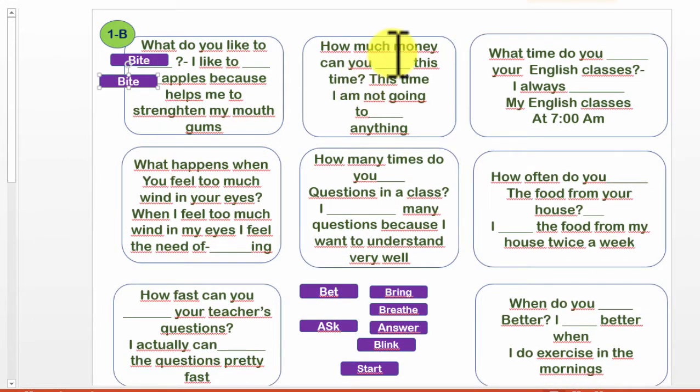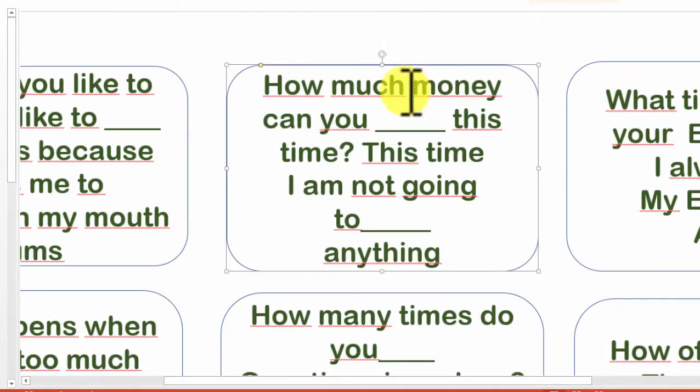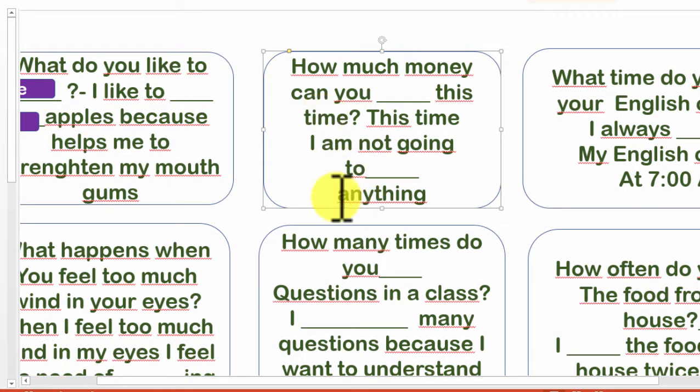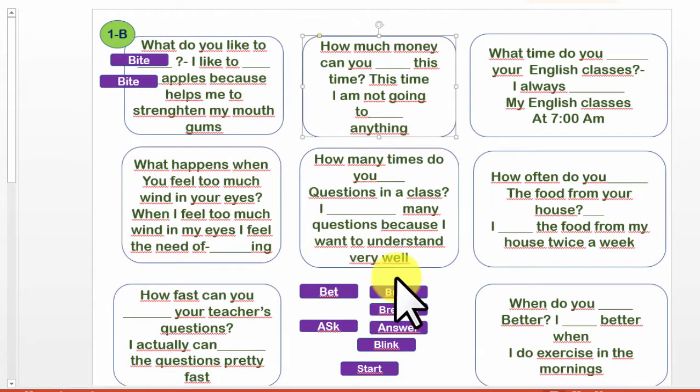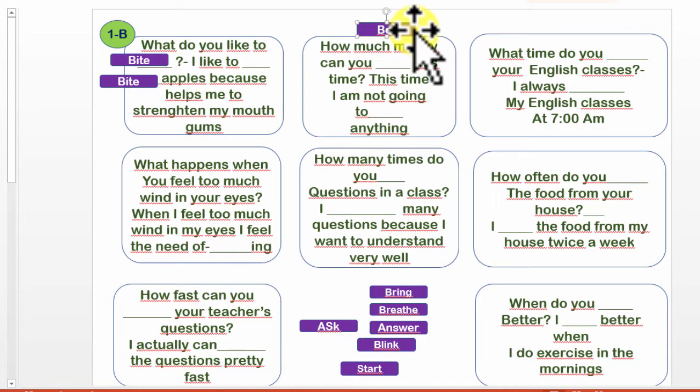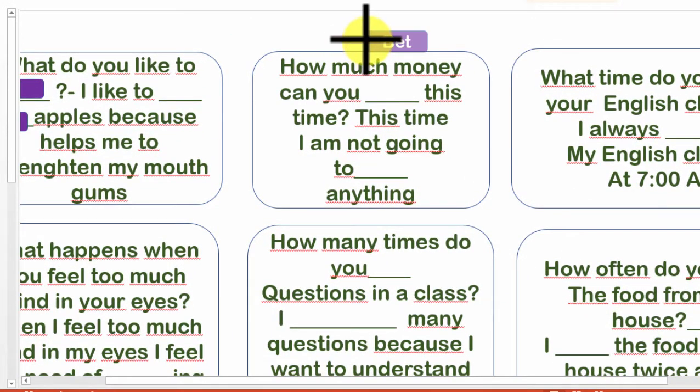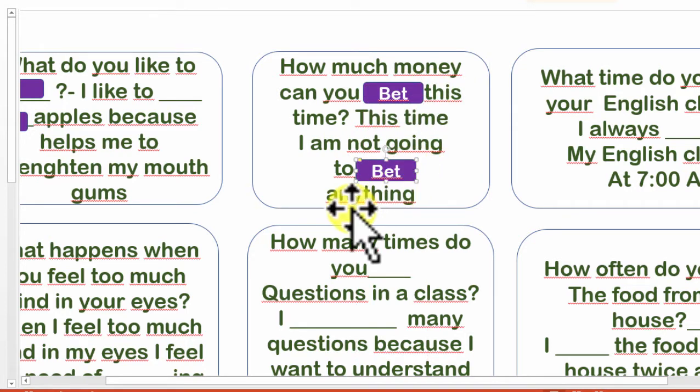Muy bien. Next case dice, how much money can you this time? This time I am not going to anything. Muy bien. Entonces ese va con bet. Remember that bet iría para ambas. Let's make it shorter. How much money can you bet this time? So, ¿cuánto dinero puedes apostar esta vez? I am not going to bet anything. No voy a apostar nada.